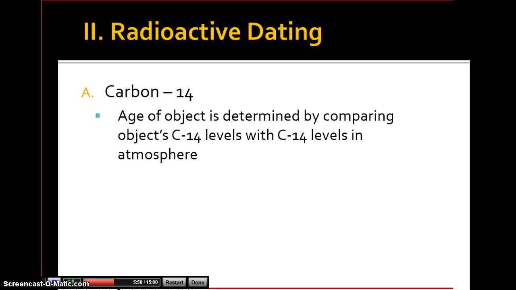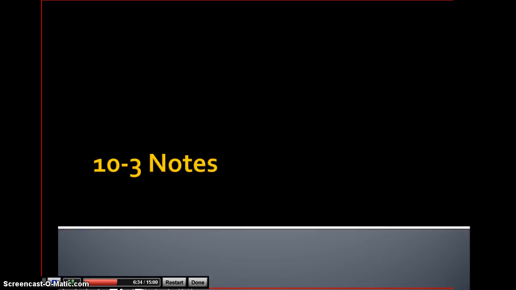But when you die, you stop taking in the carbon-14, and carbon-14 keeps decaying. So based off of the percentage of how much carbon-14 you have left, you can determine the age, because the age of the object is determined by comparing the carbon-14 levels in the object with the carbon-14 levels in the atmosphere. Then they can see how much is left and how much has decayed. And if you remember, the half-life of carbon-14 is 5,730 years. They kind of work backwards to figure out how old it is. And that is it for today's notes.